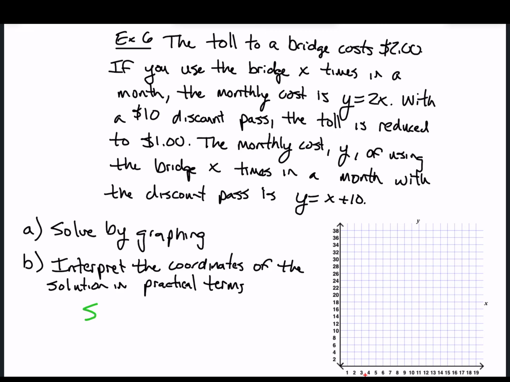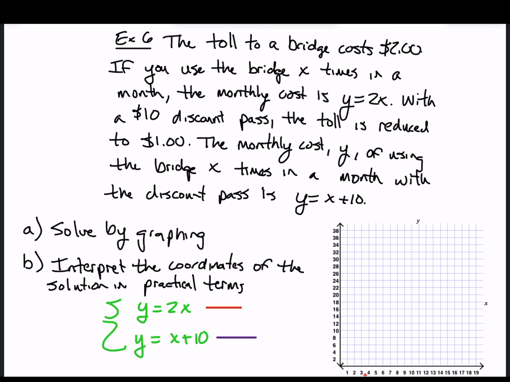Okay, so our system of equations is Y equals 2X and Y equals X plus 10. We'll graph the first equation in red and the second equation in purple. Now, something I want to note as we go to graph this, note that the scale on the y-axis is by 2s and the scale on the x-axis is by 1s.